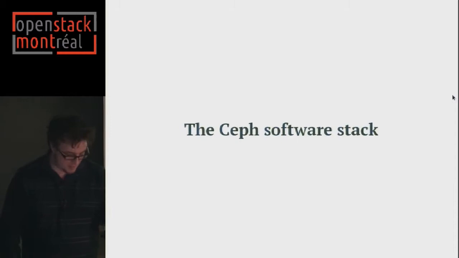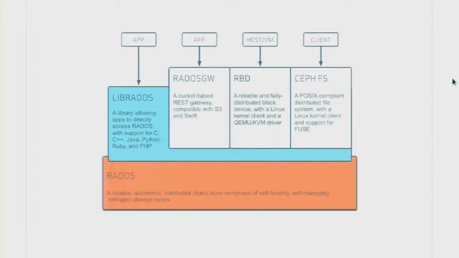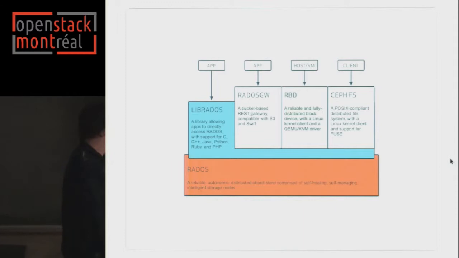The Ceph software stack. Now we're going to delve a bit into the details of what Ceph actually looks like at the software level. So you have RADOS, an acronym for Reliable Autonomic Distributed Object Store. A bit like Swift, it is an object store, and it takes care of replicating stuff so you don't lose data whenever you lose a computer or a disk. The core of Ceph is actually RADOS, because everything is replicated in that object store.